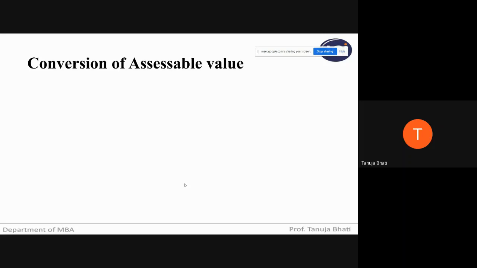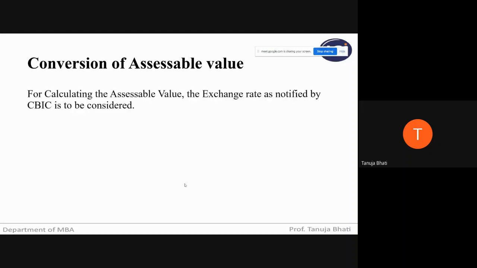So students, the conversion of assessable value is always done at an exchange rate that is notified by CBIC. When I say CBIC, it is nothing but Central Board of Indirect Taxes and Customs. They will notify an exchange rate and you have to adopt that exchange rate when you're calculating the assessable value and when you are going to compute the customs duty. So for calculating the assessable value, the exchange rate as notified by CBIC is to be considered. What is the full form of CBIC? Central Board of Indirect Taxes and Customs.